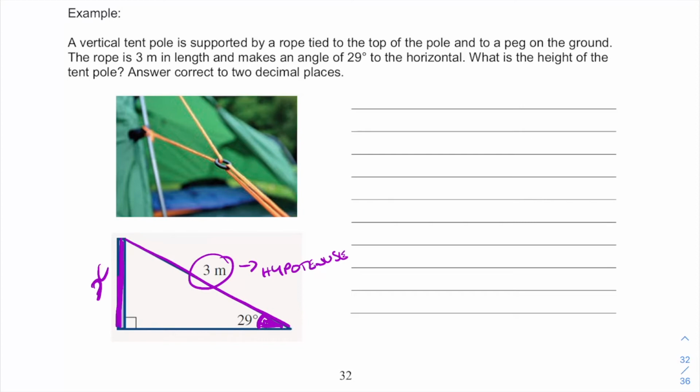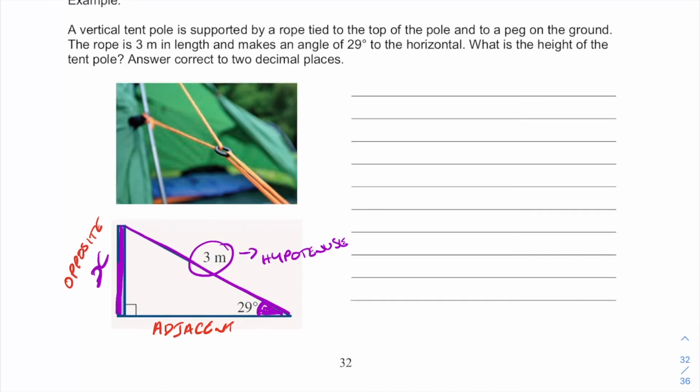Now we have the hypotenuse. We need to know which side is which to determine which ratio we're going to use. Here we have the adjacent, and over here we have the opposite. That means we're going to use the SOH part of SOHCAHTOA. So I'm going to write that in: sine theta equals opposite over hypotenuse.